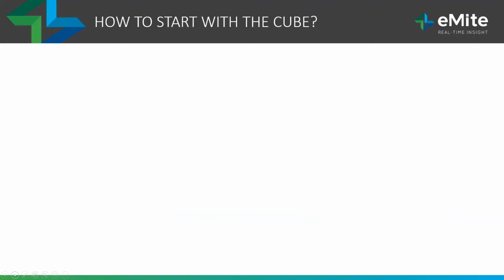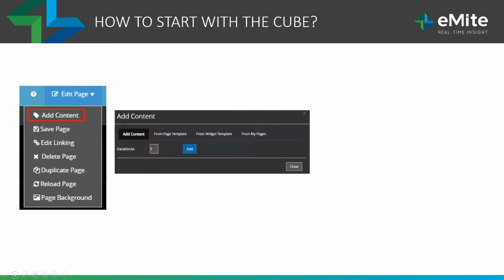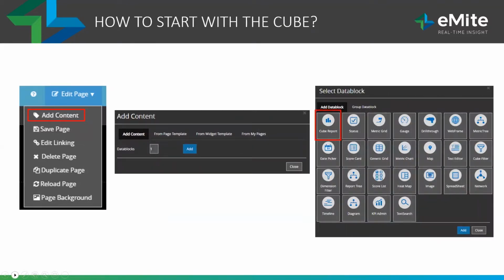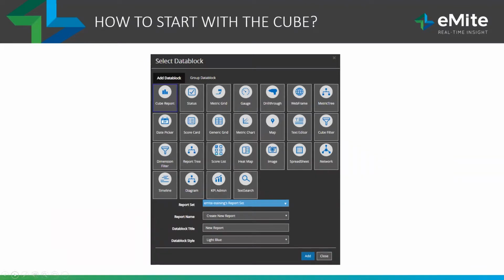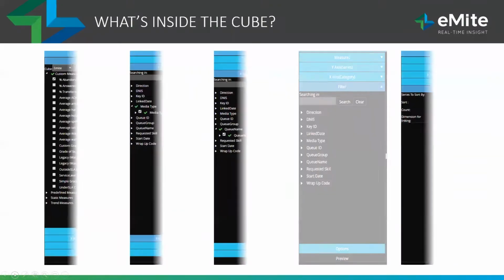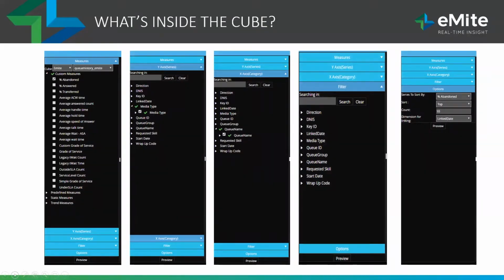So in the next half hour or so, this would be what we would cover. How to start with the cube, how to create a cube report from scratch, as well as how to take advantage of the report sets that we have as you create a cube report. Later on, you will see how the cube report sets would work. And then you would also learn what's inside a cube: what are the different parts of the cube, the measure, y, x-axis, filter, and options. So all of those things you would learn later on.